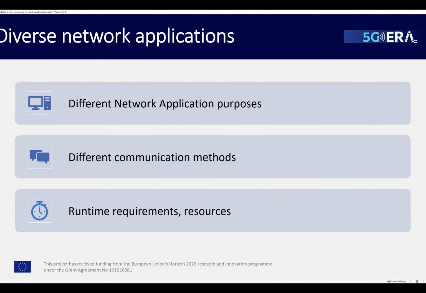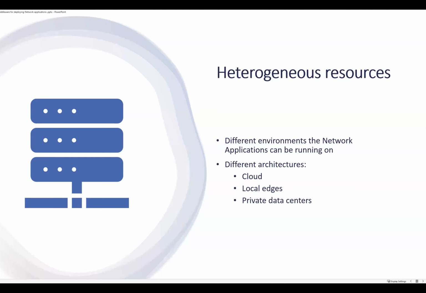In addition, each network application has different runtime requirements, the resources that are needed for the correct functionality of the network application. For example, like Michal has mentioned in the morning session, some distributed variant of the network application may require us to additionally deploy RabbitMQ message broker or Redis cache to correctly process the data.